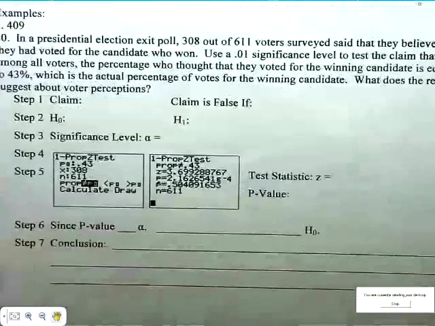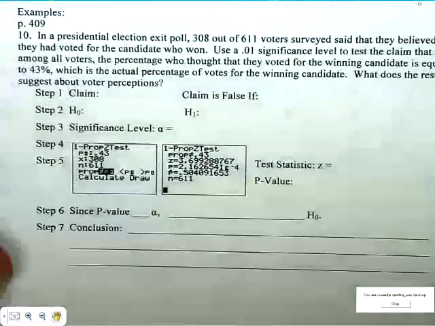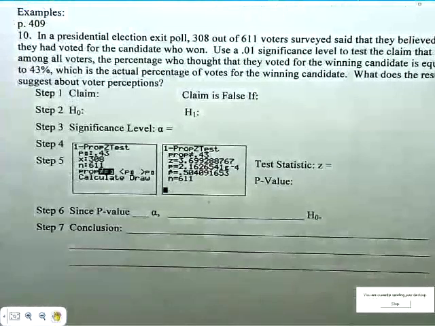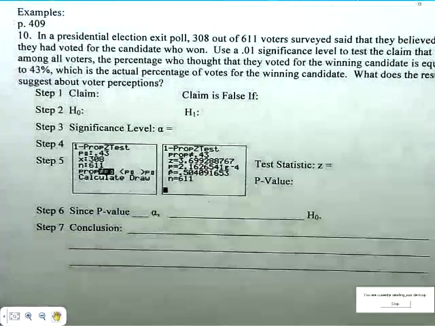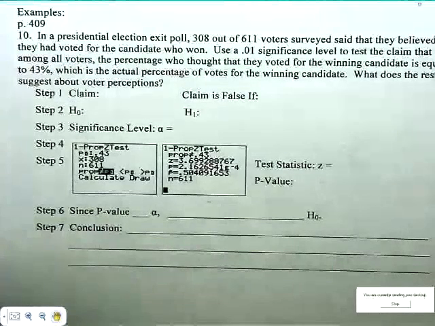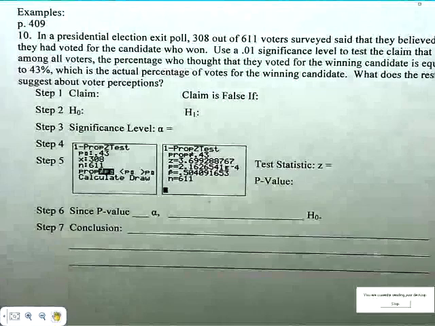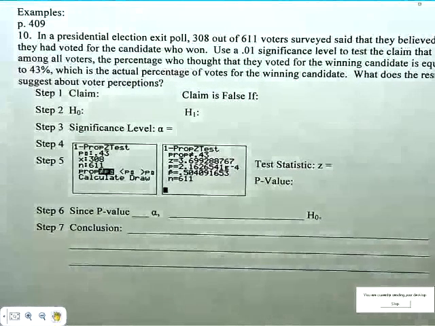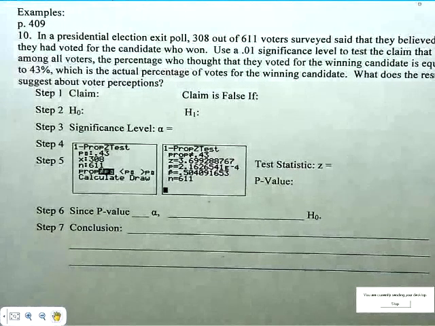In a presidential election poll, 308 out of 611 voters surveyed said that they believed they had voted for the candidate who won. All right? It helps to just stop and picture what's going on here. There's a pollster outside the polls. There's a surveyor outside the voting poll going, do you think you voted for the winner?